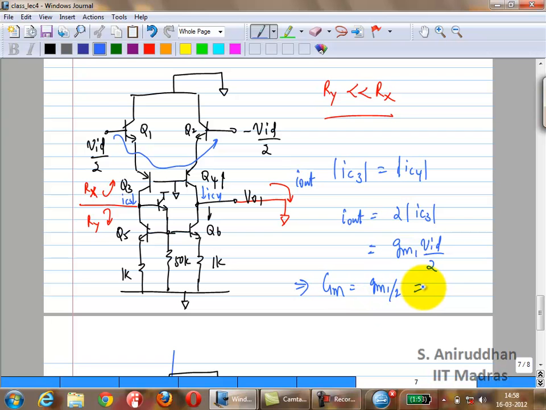Can you calculate what this is? What is IC1? 9.5 microamps. So calculate GM1 by 2. So what is capital GM? 0.183 you said? Okay, so yeah, 180 microsiemens. Is that right?